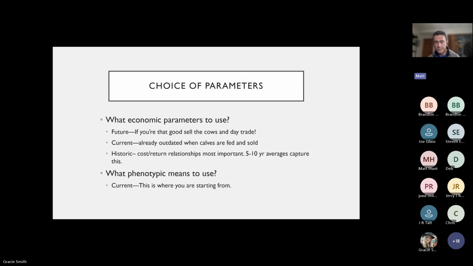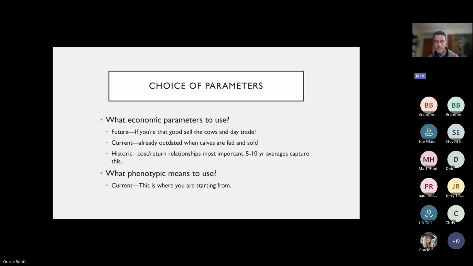So the question then is, how do we parameterize such a thing? And I'll break this up into two bits. One is economics. So how do we value a pound of corn or a pound of hot carcass weight? What economic parameters do you use? Well, you can use future values if you're really good at forecasting those things. A bit tongue in cheek here, I say, if you're that good at forecasting future economic situations, maybe you ought to just sell your cows and day trade. I've never been that good.